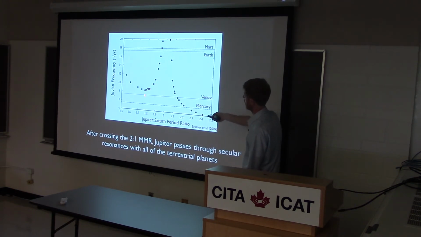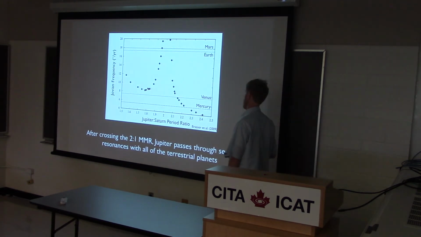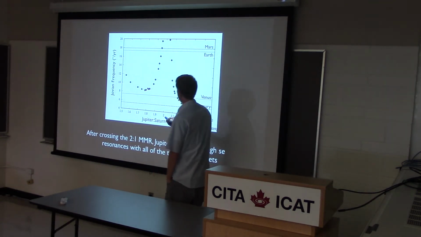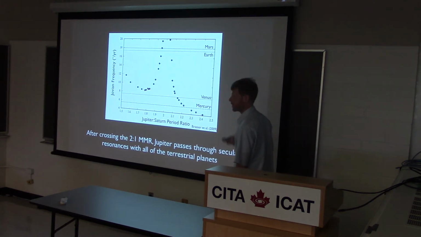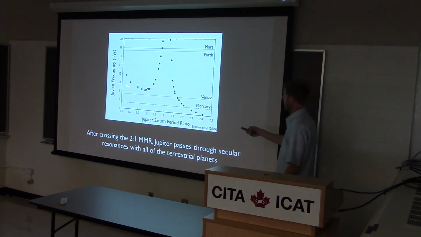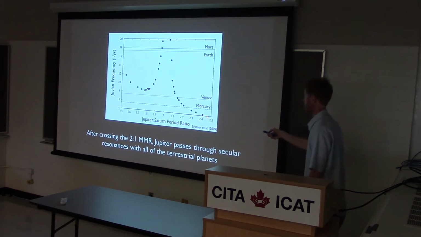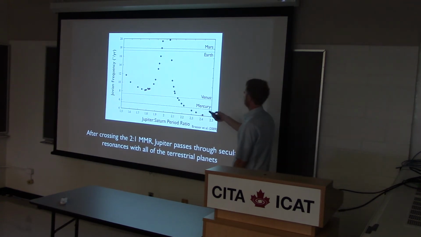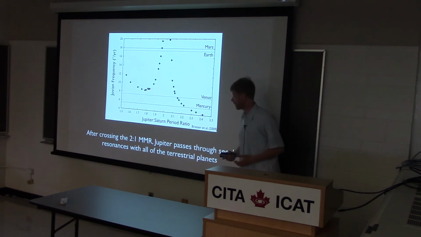And so you see this precession frequency shoot up right here and then drop as you get on the other side of the 2-to-1 resonance. And the horizontal lines right here mark the precession rates of the terrestrial planets. And so the point of this is, if you want Jupiter and Saturn to start at a configuration over here and wind up at a configuration over here, and you want to do this smoothly, you're going to pass through secular resonances with the terrestrial planets, which is probably bad for the stability of the inner solar system.